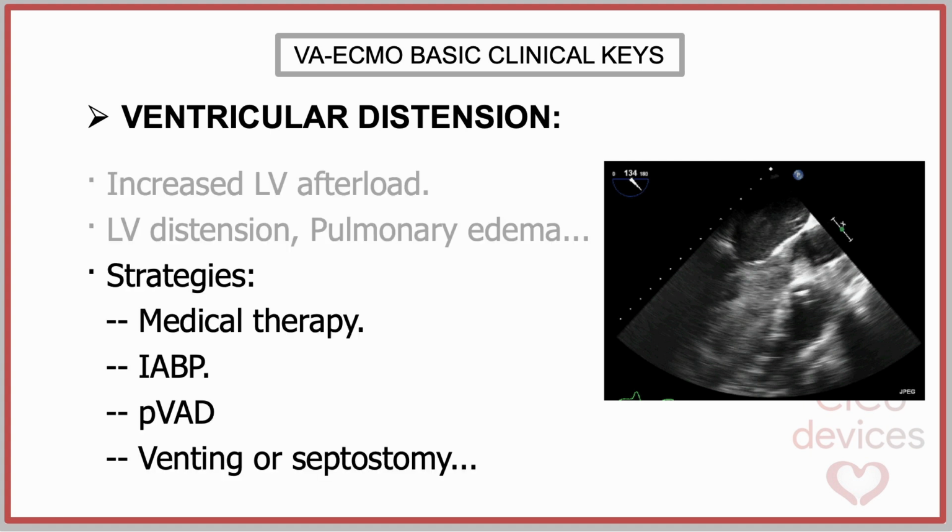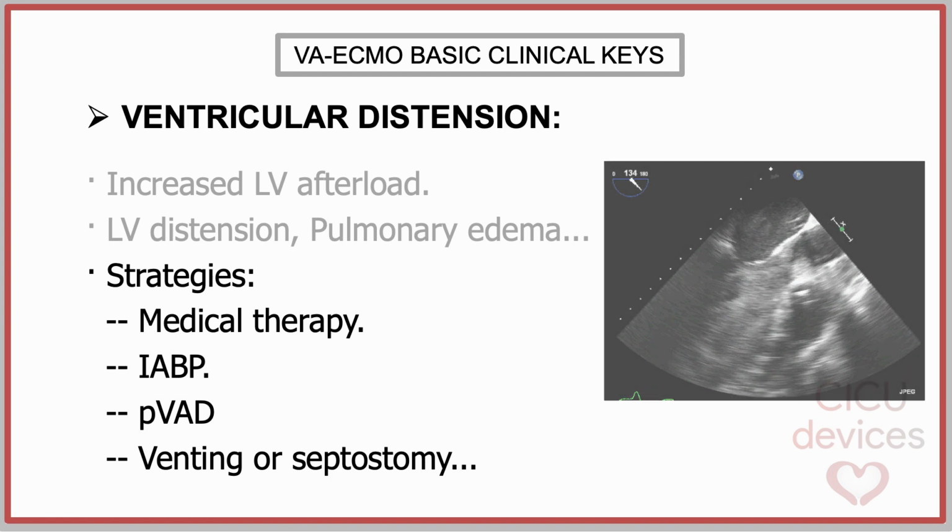Multiple strategies to mitigate left ventricular distension have been described. Pharmacologic approaches include inotropes and arterial vasodilators to enhance forward flow. Mechanical unloading strategies include intra-aortic balloon pump, percutaneous ventricular assist devices such as Impella, atrial septostomy, transseptal left atrial cannulation, or direct surgical left ventricular apical drainage.